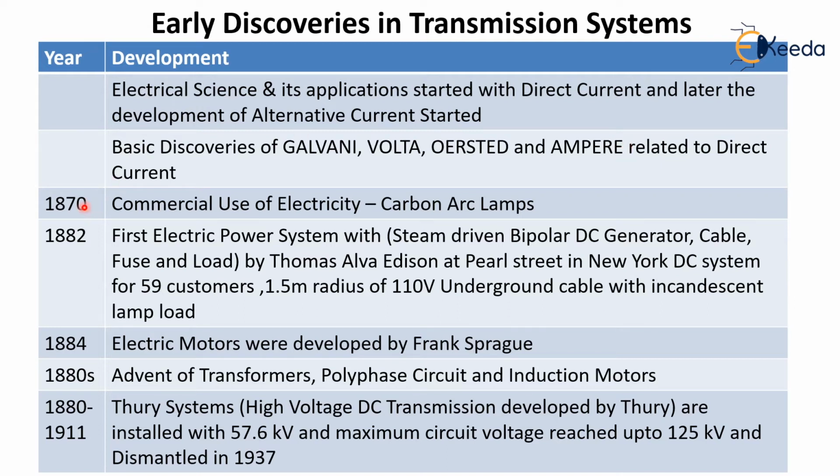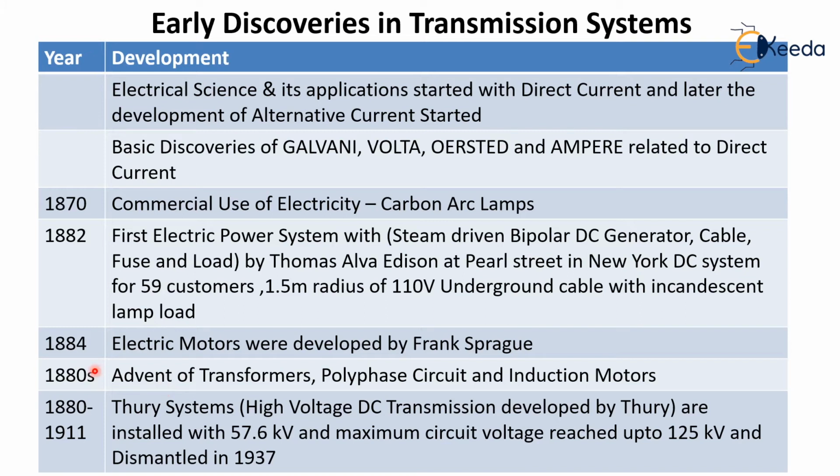You can see that in 1870 commercial use of electricity started with carbon arc lamps, and in 1882 the first electric power system was built by Thomas Alva Edison in New York, a DC system for 59 consumers at a voltage level of 110 volt, with underground cable and incandescent lamp load. In 1884 electric motors were developed by Frank Sprague, and in the 1880s came the advent of transformers, polyphase circuits, and induction motors. These started a new revolution where increasing the voltage is possible and transmission of supply is possible.